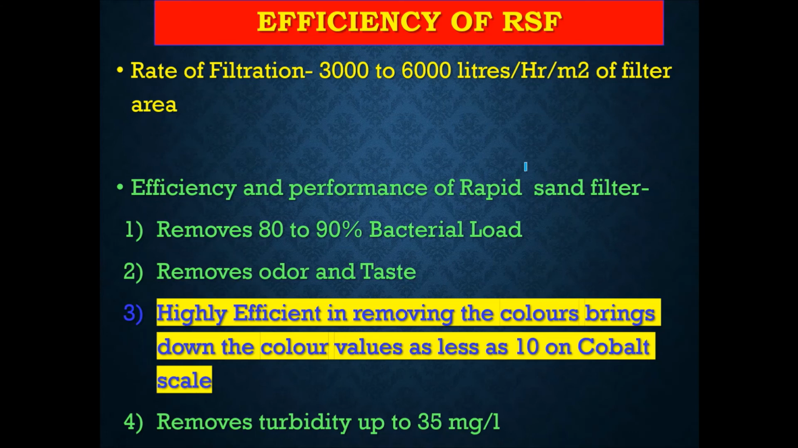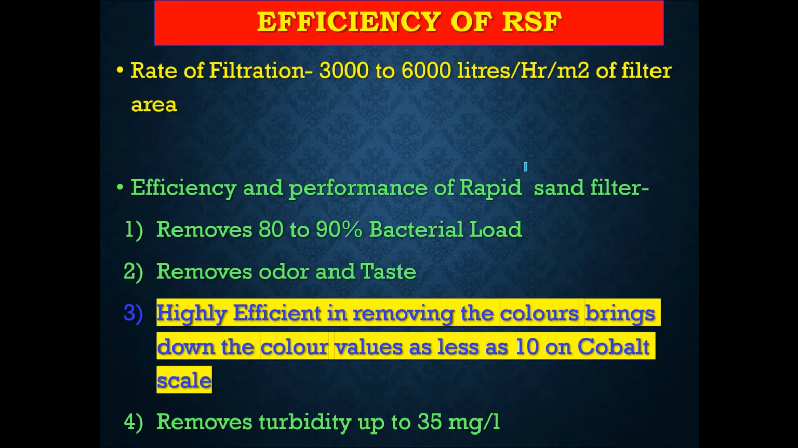The cobalt scale is nothing but the measurement scale used as a comparison to check the color of a particular type of water. And it removes turbidity up to 35 mg per liter. In the previous case of the slow sand filter, we have seen that the turbidity removal limit is 50 mg per liter. The slow sand filter can remove turbidity only if the water has more than 50 mg per liter turbidity. But in the rapid sand filter, even if the turbidity is up to 35 mg per liter, it can remove turbidity efficiently at this lesser turbidity.